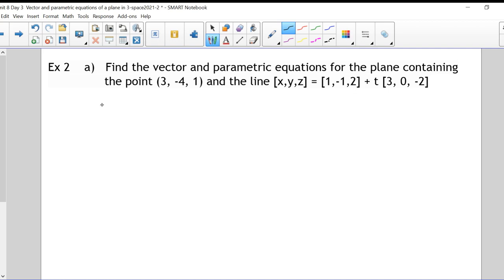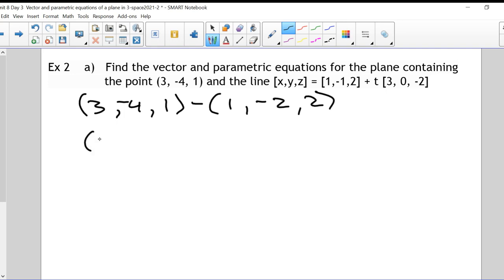So what I'll do is I will go with the 3, 4, minus 1. I'm going to subtract from that the 1, minus 2, and 2. I'll subtract it in that order. So that would give me 2. Let's see, that's minus 4 plus 2, which is minus 2. And then 1 minus 2 is minus 1. Let me double check that. 3 minus 1 is 2. Minus 4 plus 2 is minus 2. And 1 minus 2 is minus 1.